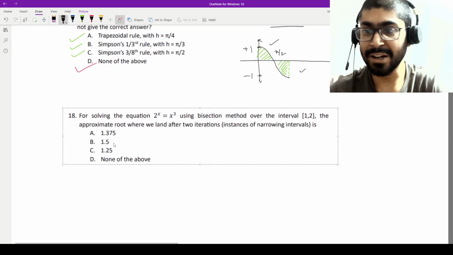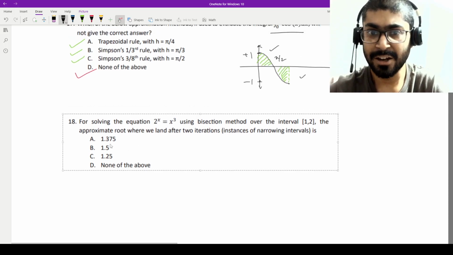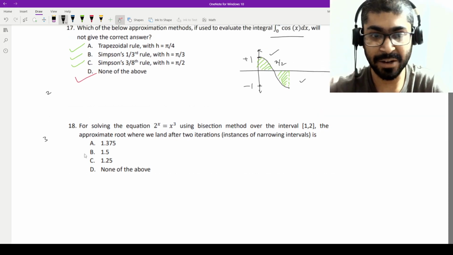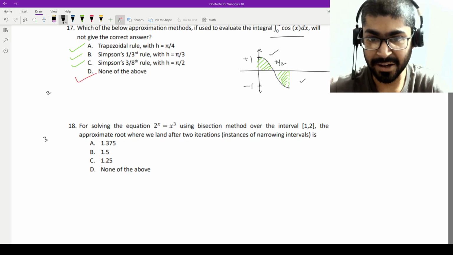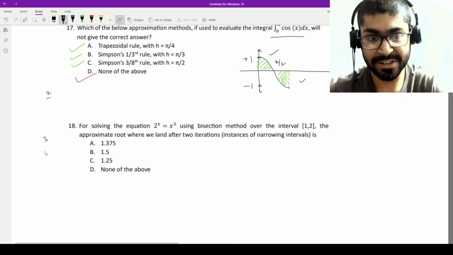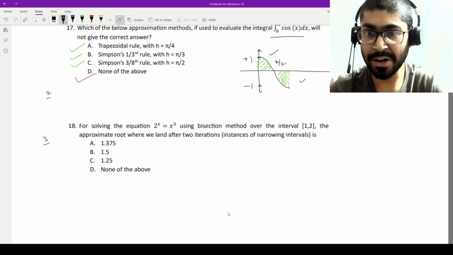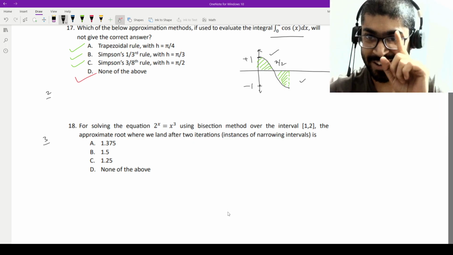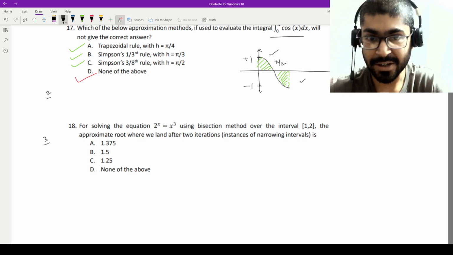Now for question 18 you do have to make some calculations. This is solving via the bisection method. The previous one was a 2 marks question and this is a 3 marks question, if I am correct. Let me double check. Yeah, I was correct. So the first one you did not have to calculate, you just had to think, and in the second one, question 18, you would have to calculate a bit. So be prepared, and do not make any mistakes in calculation.